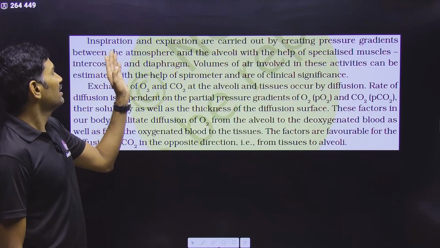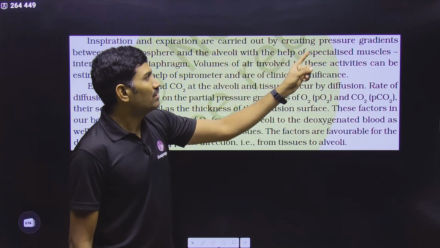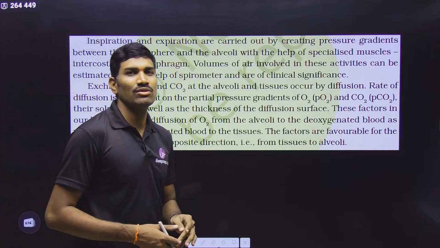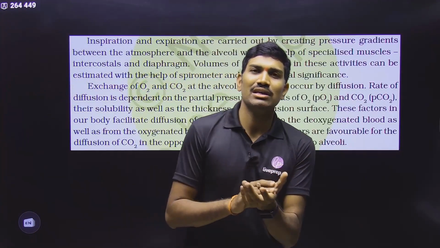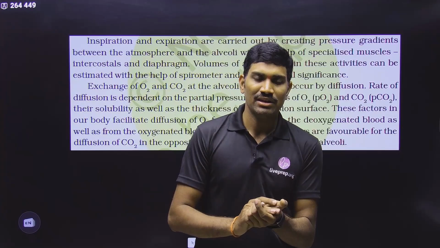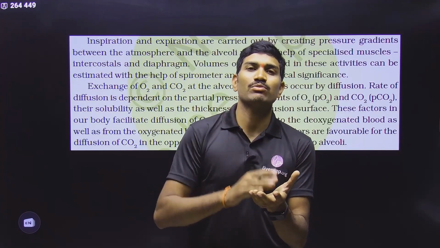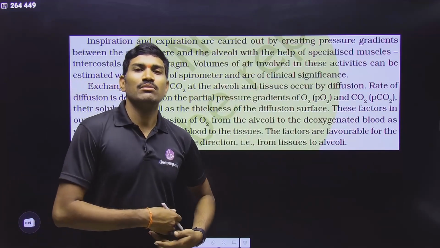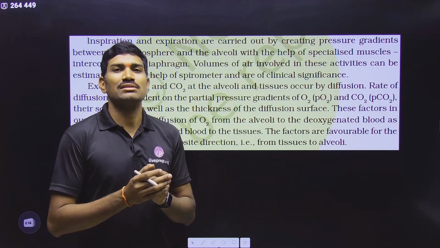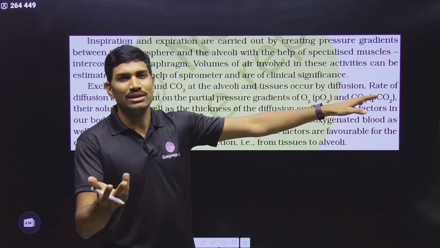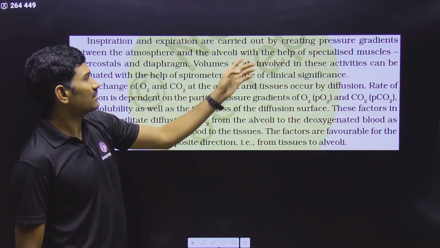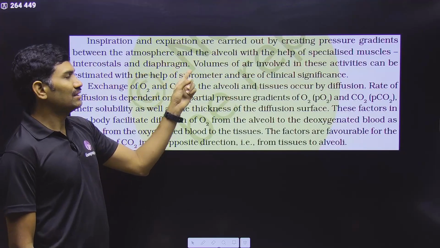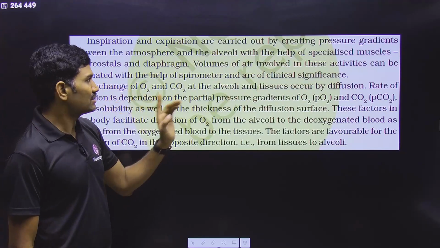Yes or no? Next one, inspiration and expiration are carried out by creating pressure gradients between the atmosphere and alveoli. So when the pressure within the alveoli is less than atmosphere, inspiration will occur. When the pressure within the alveoli is more than atmosphere, expiration will occur. Already we studied this. And for this, the phrenic muscles of the diaphragm and intercostal muscles present between the ribs are very important. That's what they are saying here, with the help of some specialized muscles like intercostal and diaphragm. These are the important muscles.